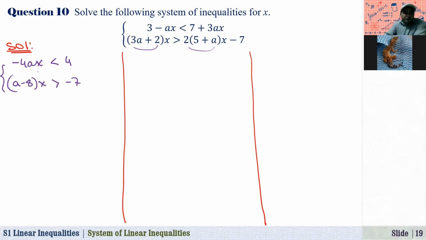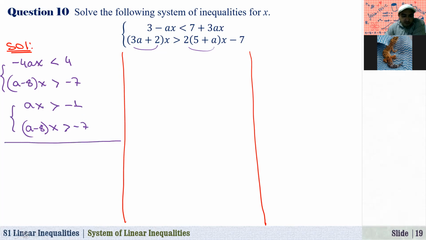Second step, the first one, actually, I can divide both sides by negative 4. So here we have ax greater than, divide both sides by negative 4. That's why I'm changing the inequality sign. It's greater than 1. And the second one is a minus 8. And here we have x greater than minus 7. Okay. So now, from here, we try to write the solution.